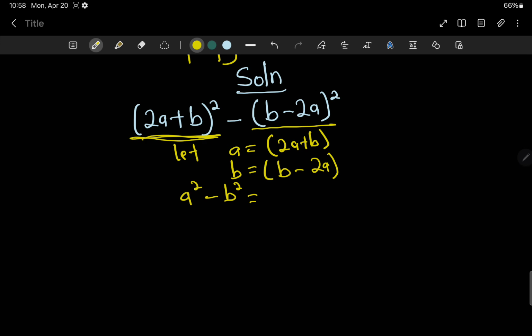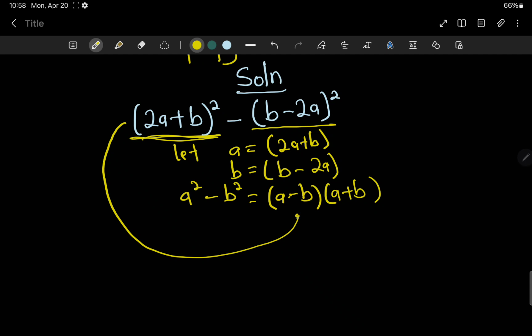So therefore we can now say this is equal to (a minus b)(a plus b), right? So we can substitute the whole of this as a in here, and this as b in here, and in here, and the a also in here.